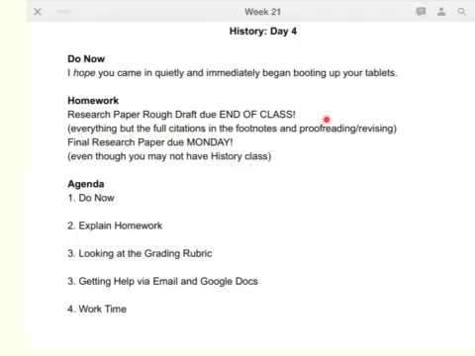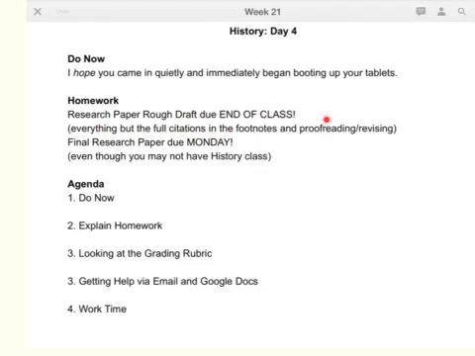But other than that, the paper's fully written by the end of class today, and I'll be checking that on Google Drive tonight. And then the final research paper is still due on Monday, even though you might not have history class on Monday, because we have partners Monday morning. So even though you might not have class, at the beginning of the school day on Monday morning, that finished research paper should be in your Google Drive history assignment folder.